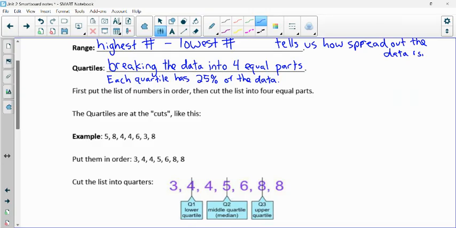So if we're going to break that data into four equal parts, the first thing we do is find the median. Okay? So I want to find the middle. So I have 3 and 8, then 4 and 8, 5 and 6, 4 and 6, and so 5 is my median. Notice how I put a line right through that 5. That's what we call a cut line. You want to draw it right on there. That's what we call Q2, which is also the median.